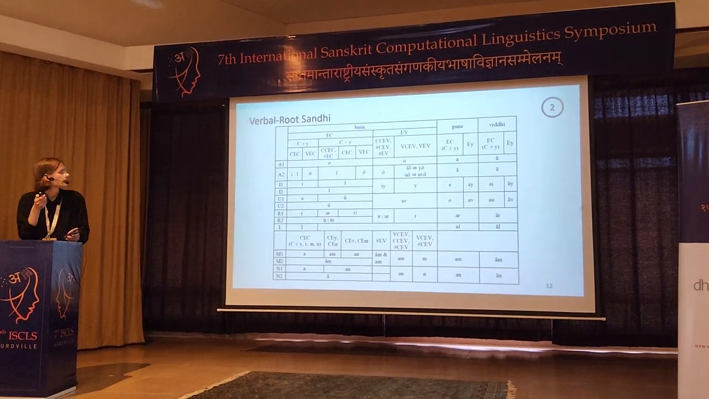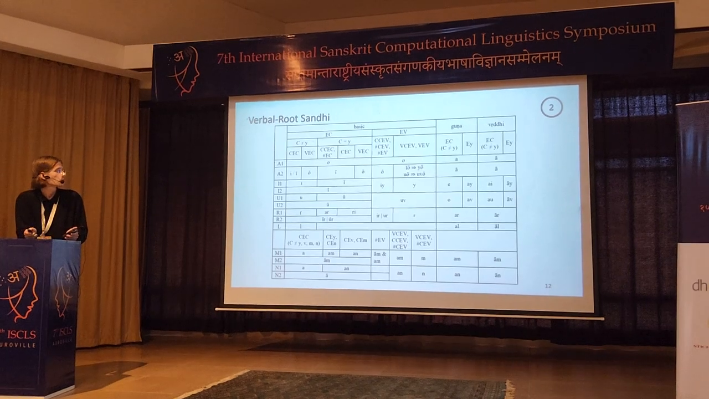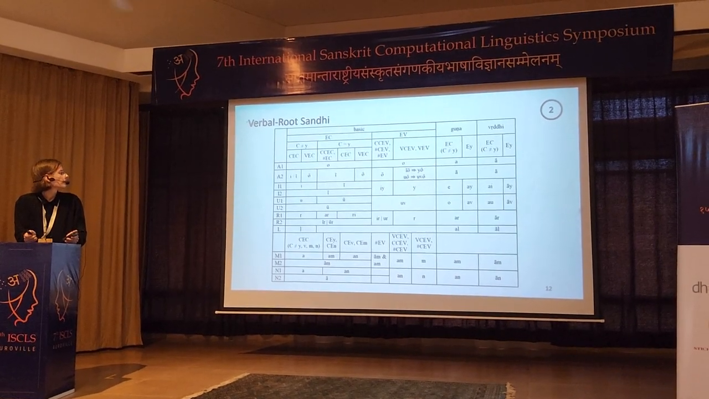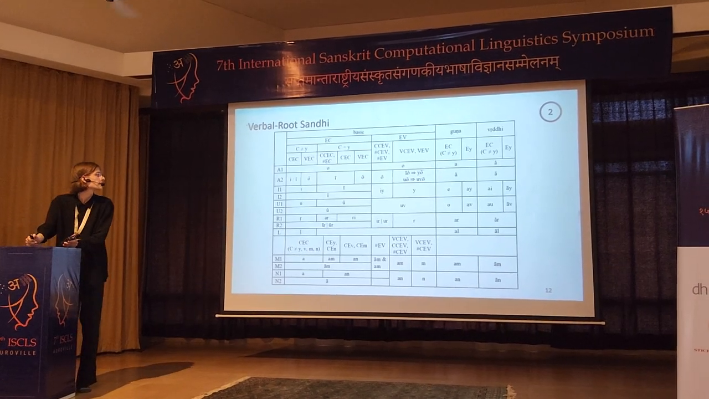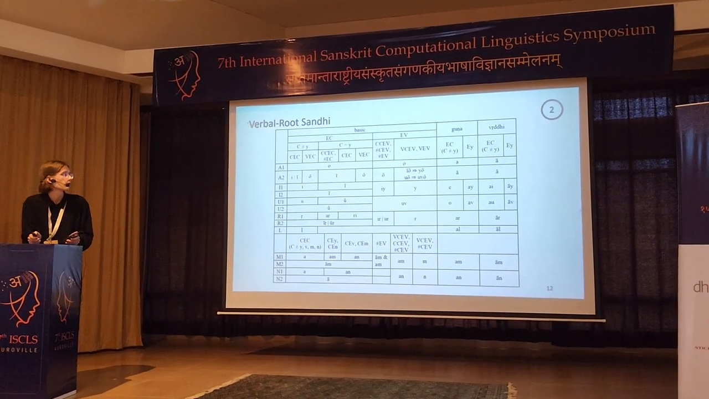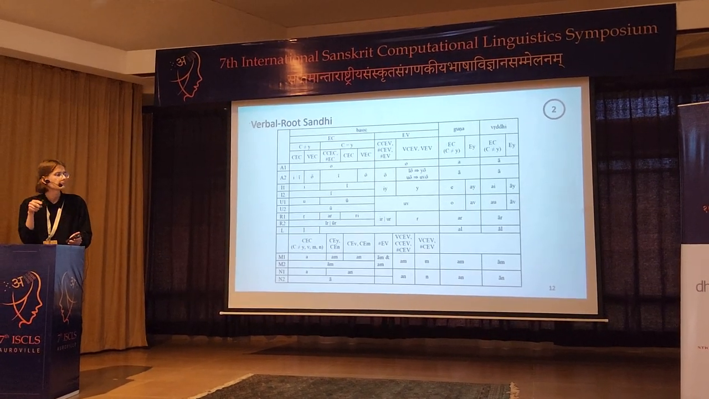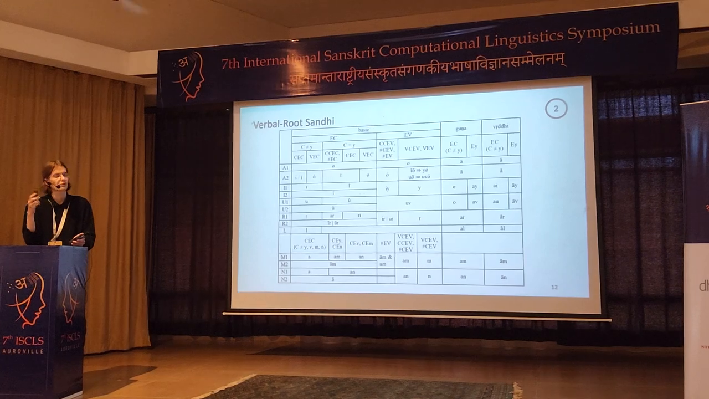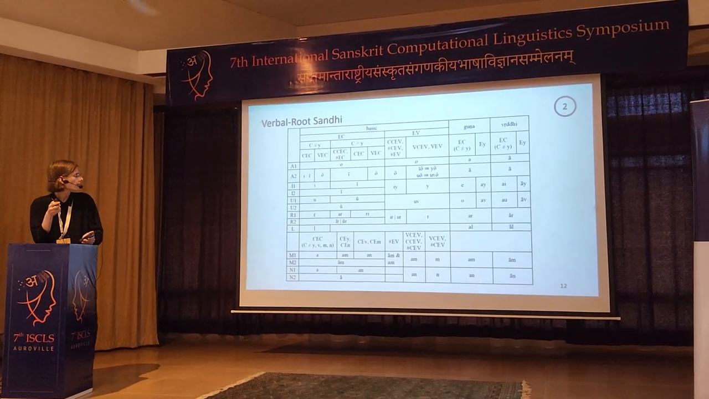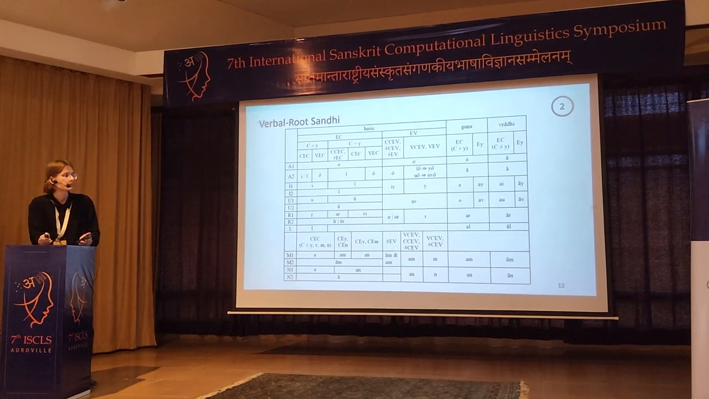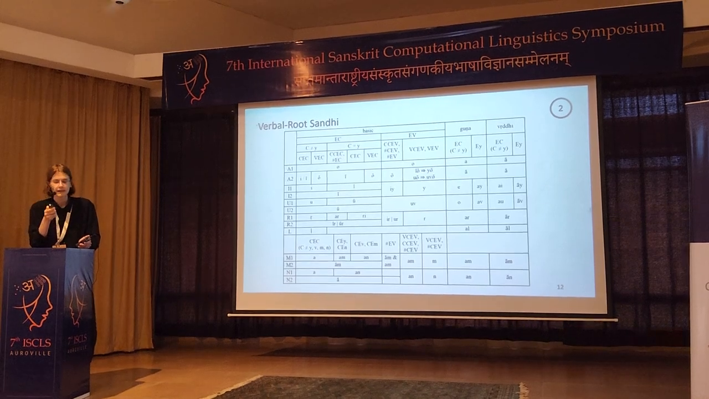So, verbal root sandhi. Here you can see all laws of verbal root sandhi, with the usage of C for consonants, V for vowels, and E for alternating phonemes of the verbal roots. The only necessary requirement is that E belongs to the verbal root, and C or V may belong to the root, suffix, infix, or to the ending. And the alternating phonemes of the verbal roots transform according to these laws.